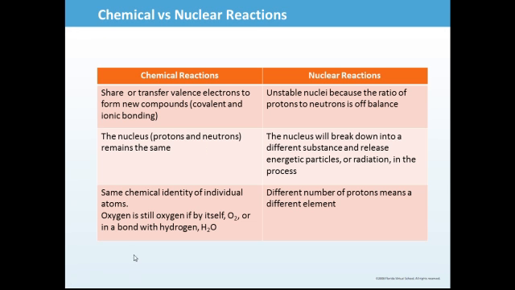The chemical will have the same chemical identity of the individual atoms. Therefore, oxygen still has a chemical identity of oxygen, whether it's bonded to hydrogen or to another oxygen. It's still oxygen.